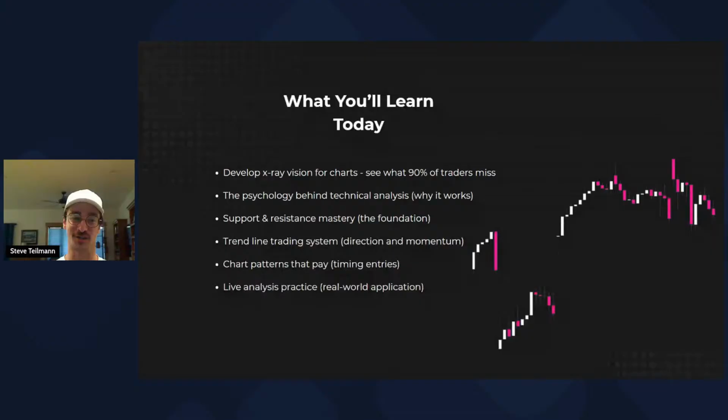So we're going to get into the psychology behind this technical analysis and why it works, because I think it's super important for any concept, no matter whether it's trading or otherwise. It's one thing to know the rules, but it's another thing to know why the rules are in effect, right? And I don't know about you, but I'm a lot more inclined to follow rules if I understand why they're important. So I think that's going to be a key component today.